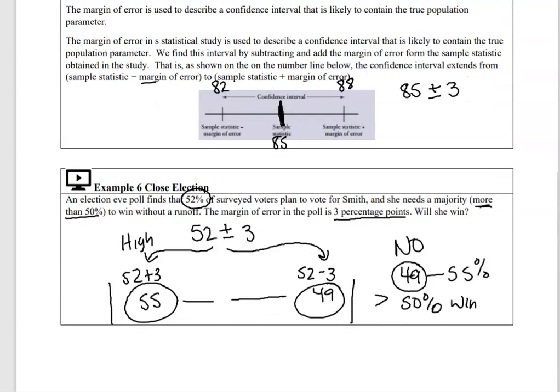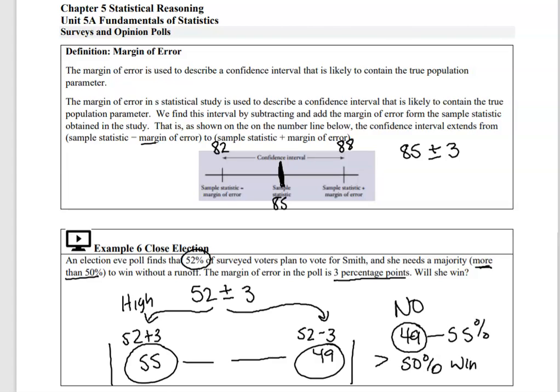Okay, so that is the end of Chapter 5, Section A. I'm going to go over Chapter 5, Support, next, which is going to talk about margin of error just a little bit more. Hold on one second. Let me get that pulled up.